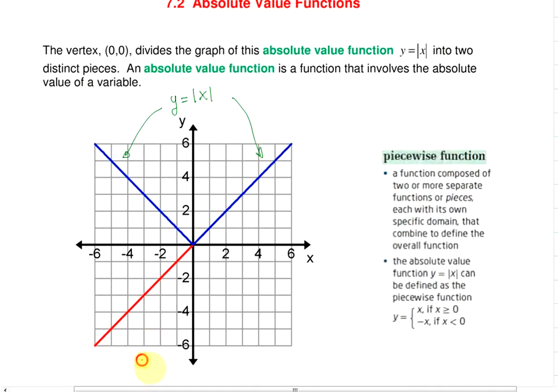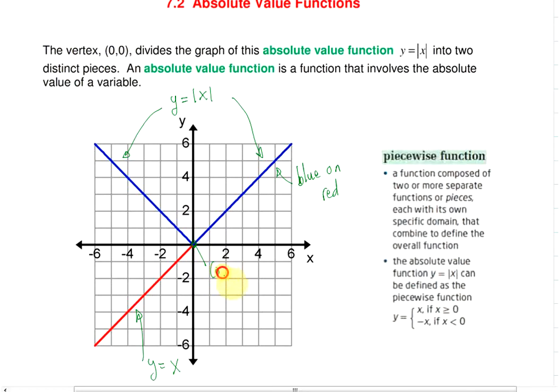Okay, and the red part actually extends above the x-axis, because this part of the graph is really blue on red. So it actually does extend above the x-axis. This is y equals x. Okay, so the vertex is right here.